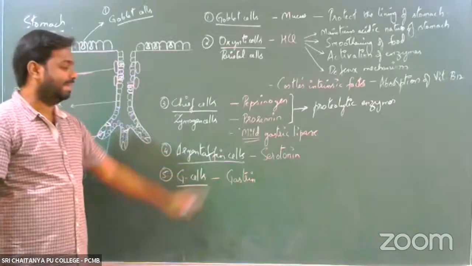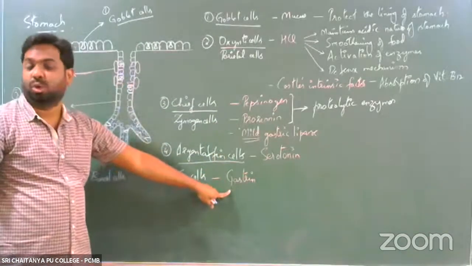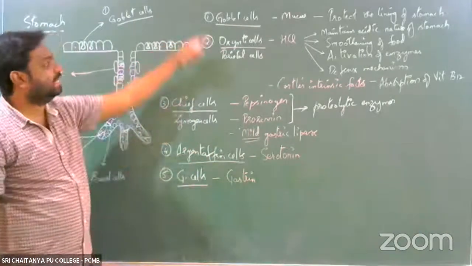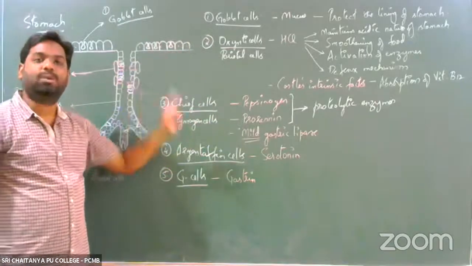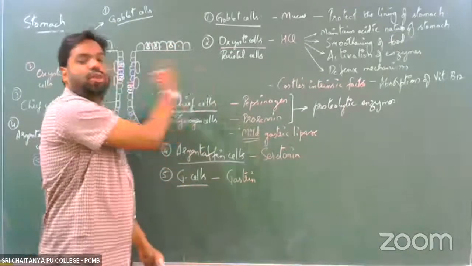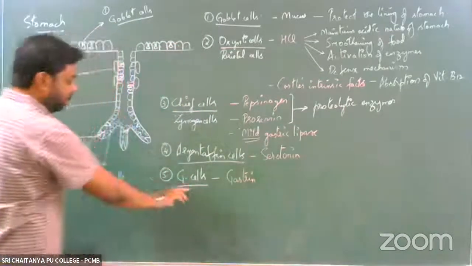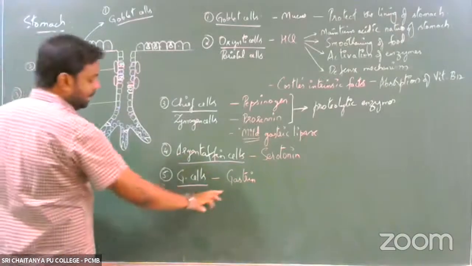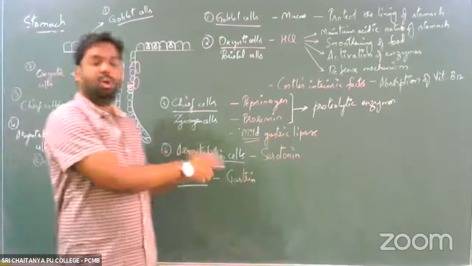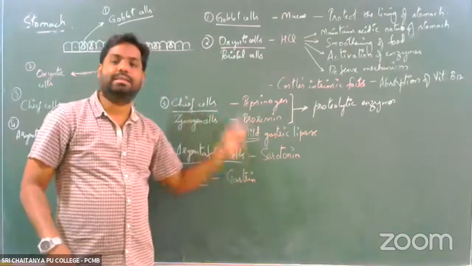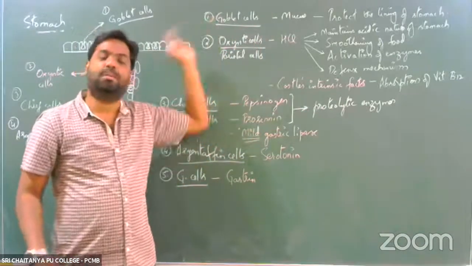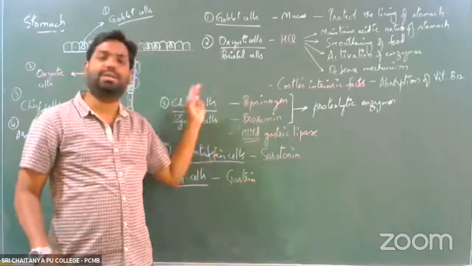Now, what is the role of gastrin? From the name itself, we can make out the role of gastrin. The function of gastrin is to regulate the secretion of the other cells of the gastric gland. So G cells secrete a local hormone called gastrin, and this gastrin is responsible for regulating the secretion of other substances from the other cells which are a part of the gastric gland.